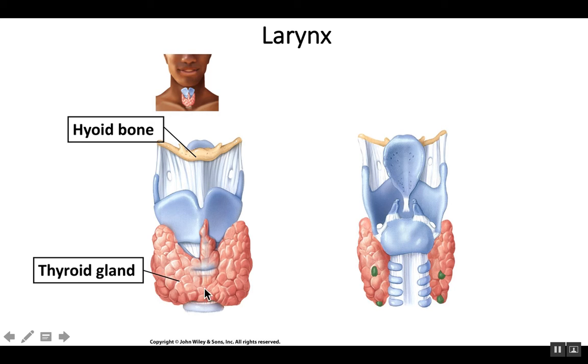Here we notice the thyroid gland, the large kind of butterfly-shaped thyroid gland. Embedded inside the thyroid gland are the 4 smaller parathyroid glands.